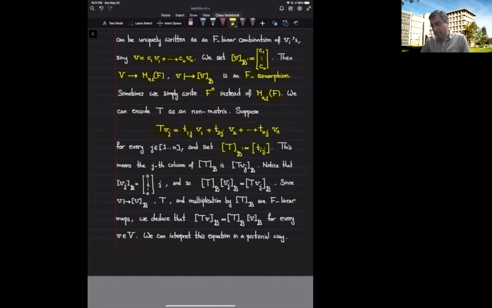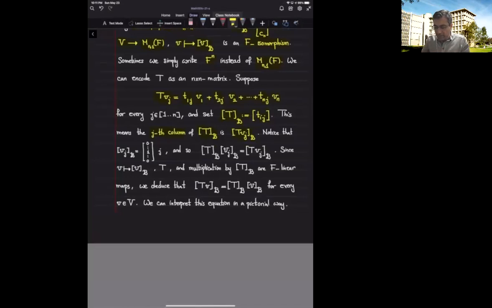Now, if you think about it, the jth column of this matrix consists of these elements of F. So the first entry in the jth column is t sub 1j, the second one is t sub 2j, and so on. And at the same time, this is the same as saying what this vector is in the basis B. So what I'm saying is that the jth column of this matrix that I'm introducing is nothing but what the vector T applied to v sub j is with respect to this basis.